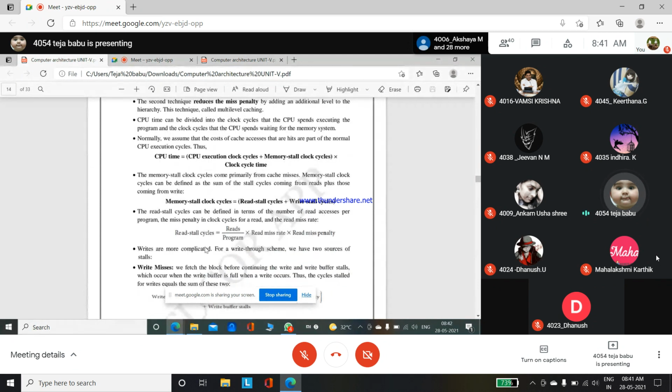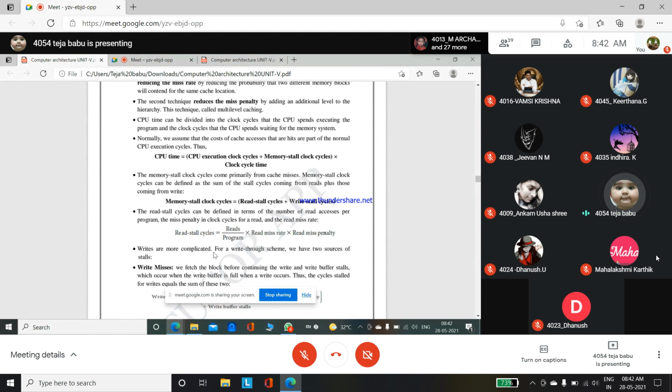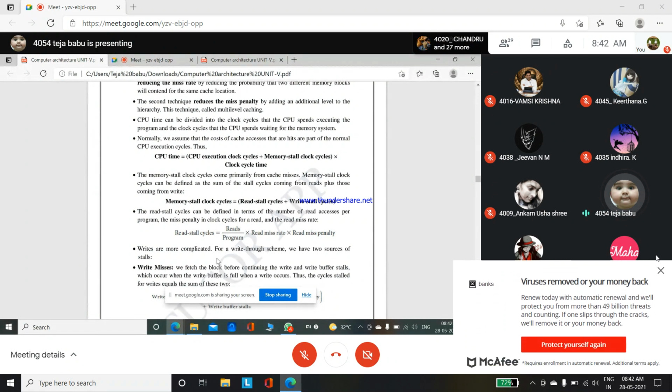Writes are more complicated. Let's see why. Because there is a write buffer in writes, it is more complicated. Let's see what a write buffer is. In a CPU cache, a write buffer can be used to hold data being written from the cache to main memory or to the next cache in the memory hierarchy. So it holds the data being written from the cache to main memory. This is also a variation of write-through caching called buffered write-through. It will be discussed later in this topic.